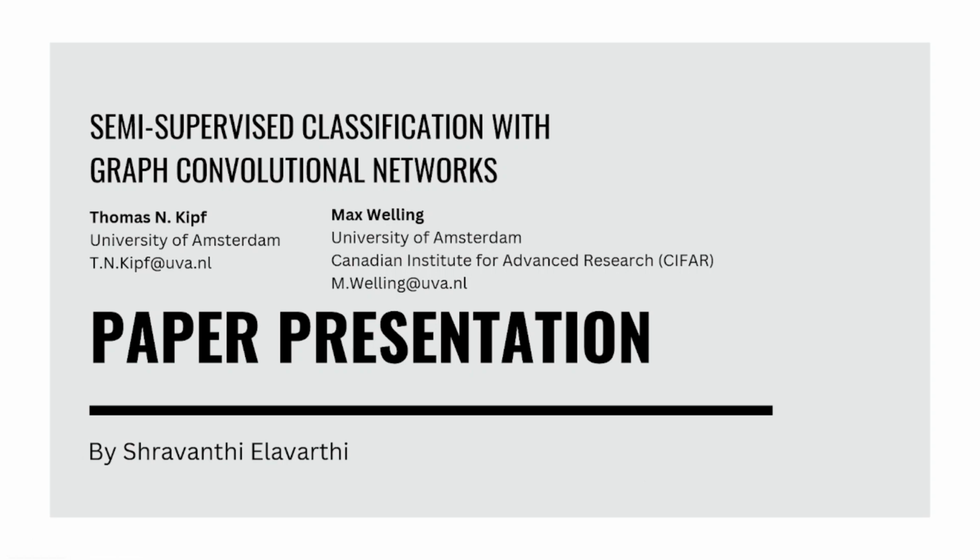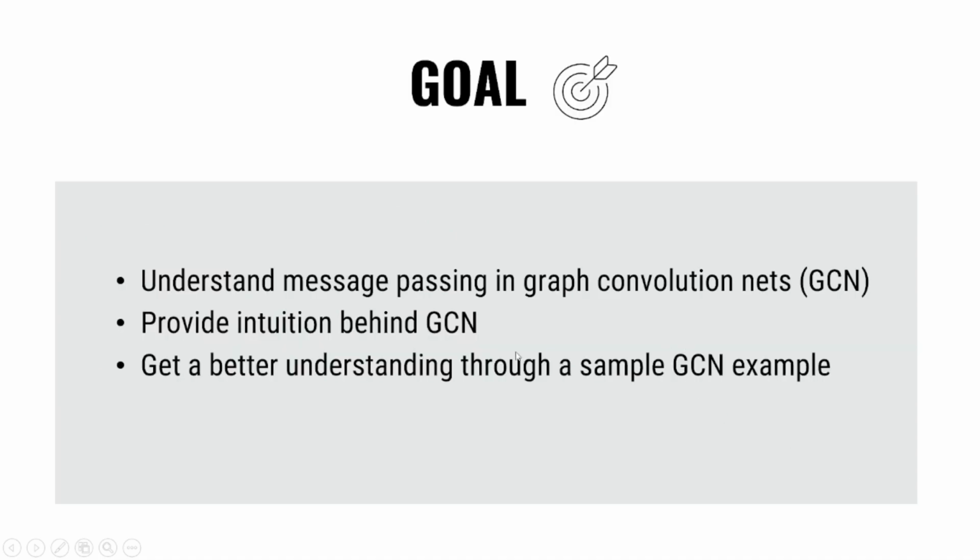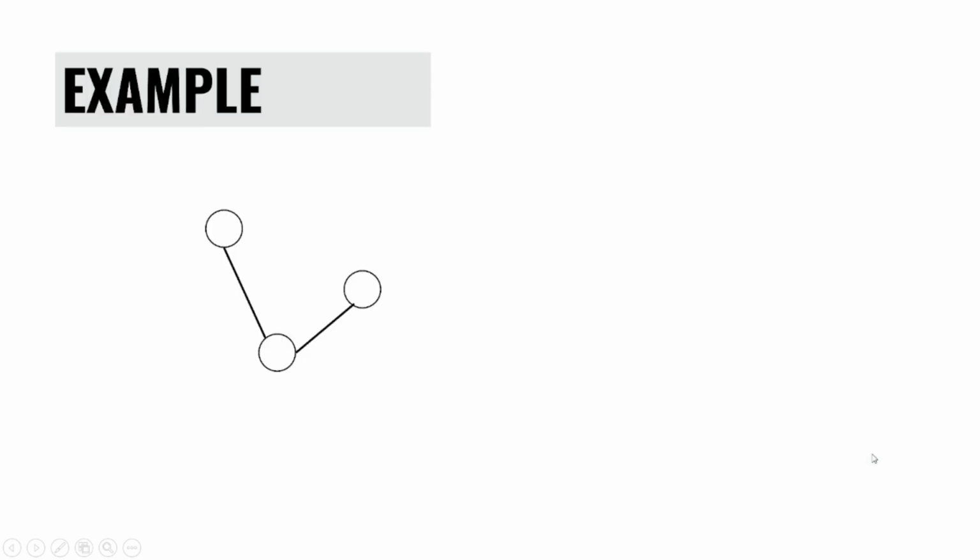Hi, I'm Shravanti, and I'm going to explain the concept of graph convolution networks, which was first introduced in the paper Semi-Supervised Classification with Graph Convolution Networks by the authors Kipf and Welling. The main goal of this presentation is to understand the message passing technique in graph convolutional networks, provide an intuition behind this concept, and get a better understanding through an example.